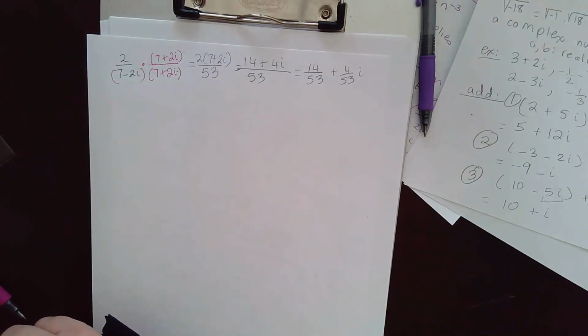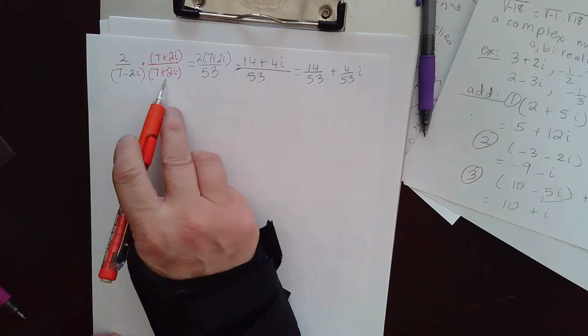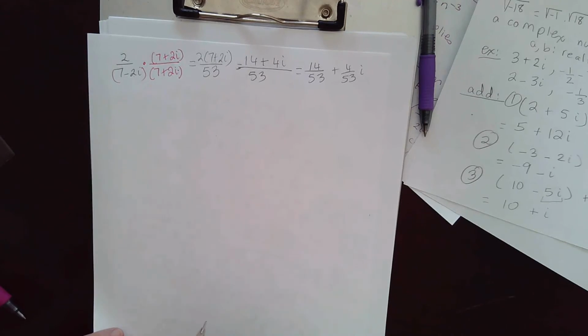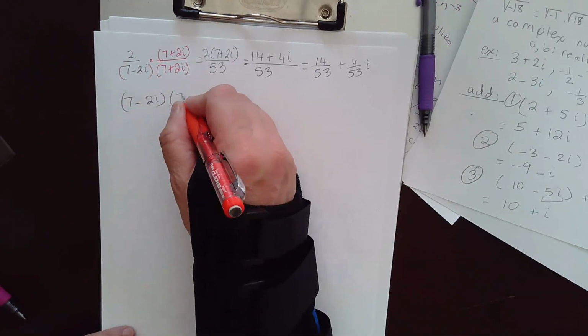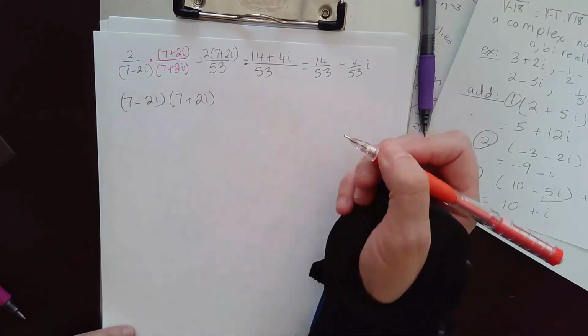This is the way you divide complex numbers. You have to multiply by the conjugate of the denominator. Now I multiply them. What did I do just now? I used the distributive property, but you don't have to.